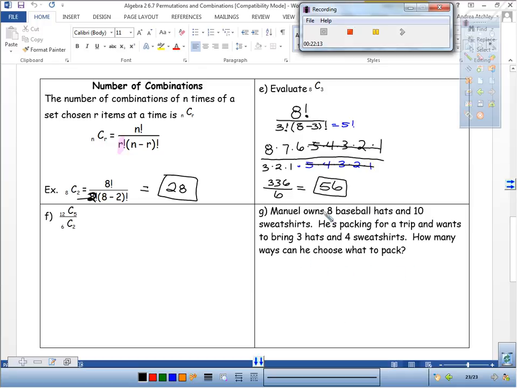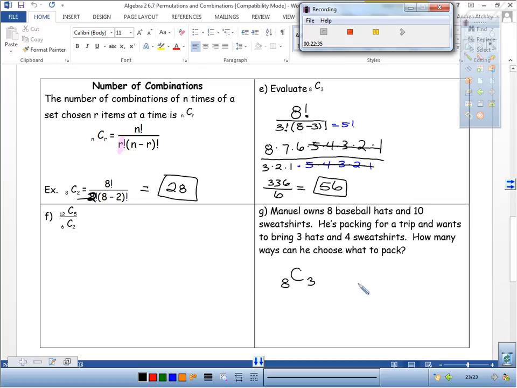So let's start with the baseball hats. Do I care what order I pick my baseball hats? No. Right, they're all going on the trip. So it's going to be using combinations instead of permutations. So there's 8 baseball hats I'm choosing from. And how many hats am I taking with me? 3.